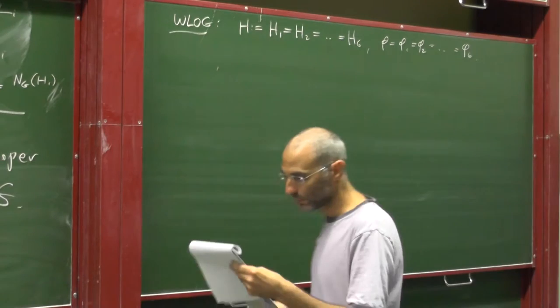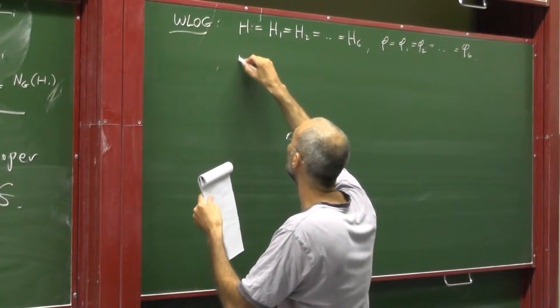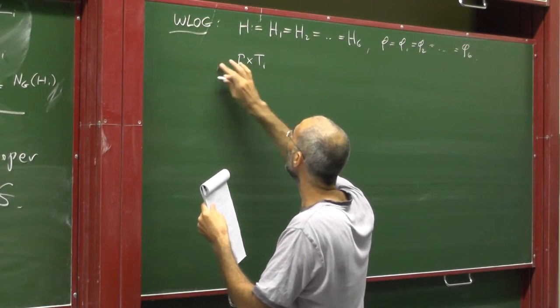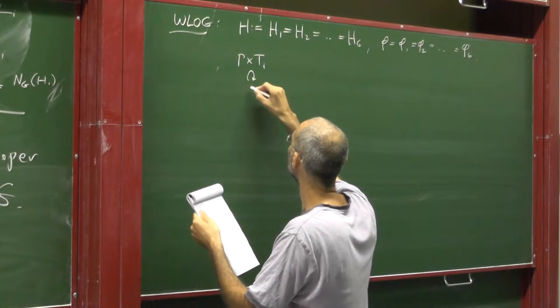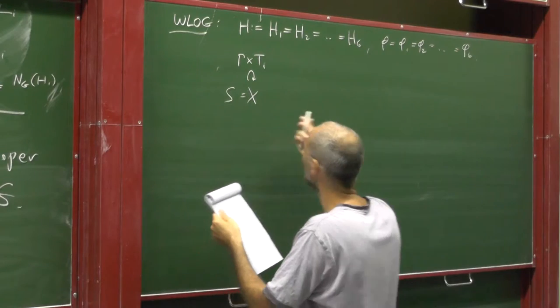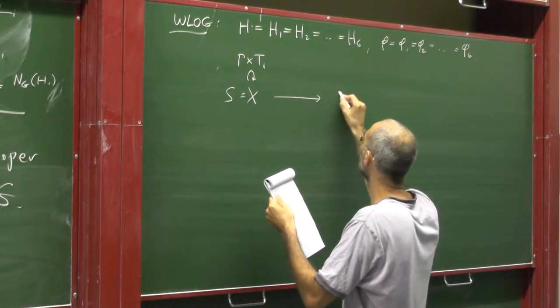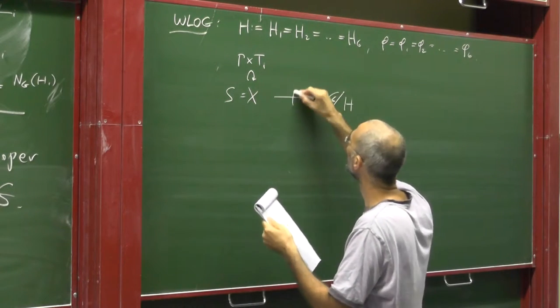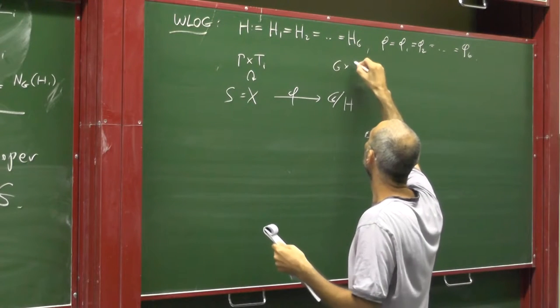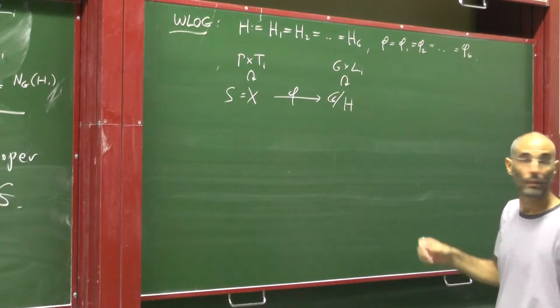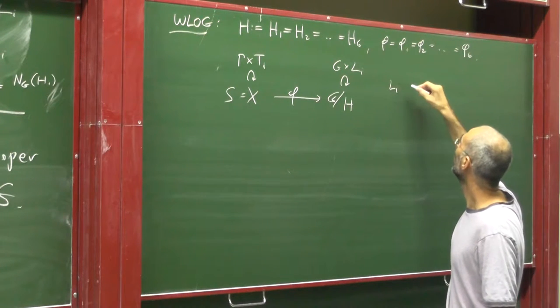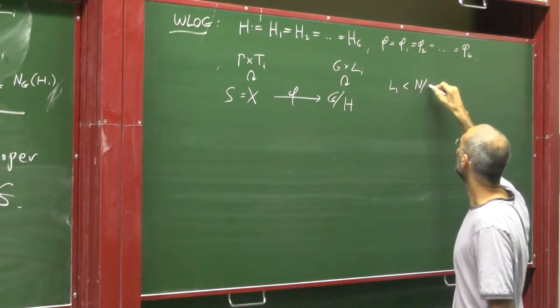Let me say this again, because this is so important. I'm having gamma times T i. For each i, I'm having this action on X, on S, and I'm having this map, same map, phi to G mod H. The L i's are all different, but all the L i's are subsets of the same N mod H.